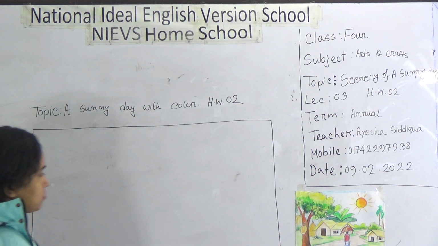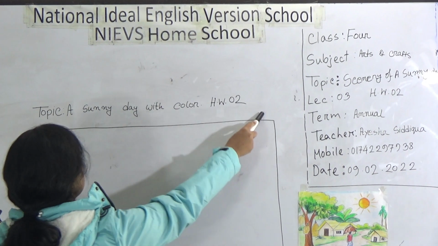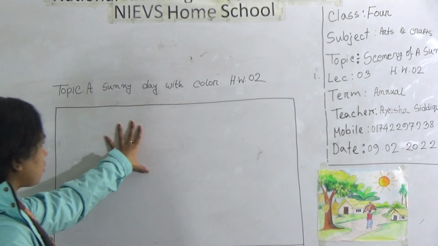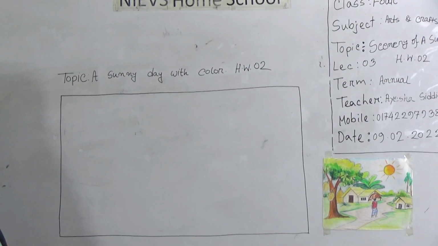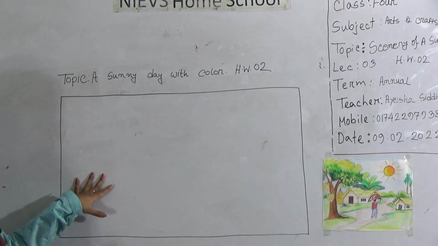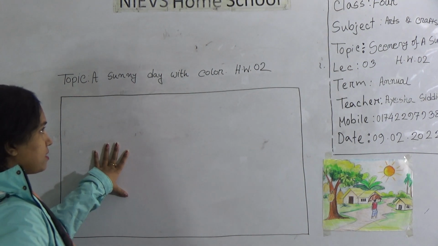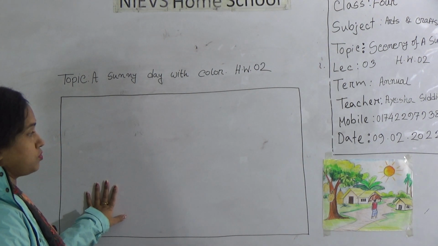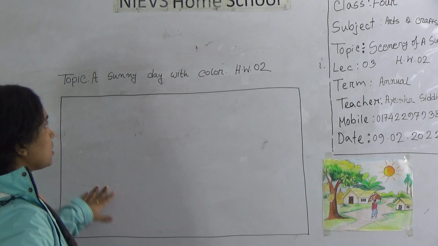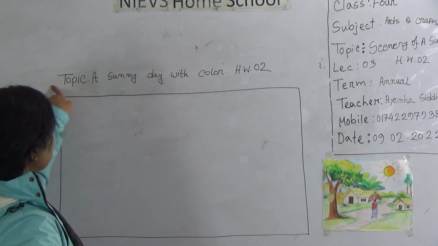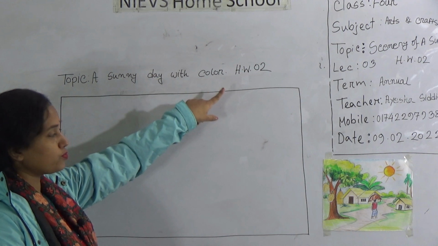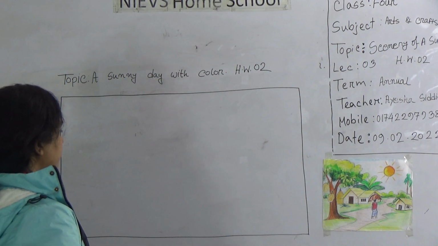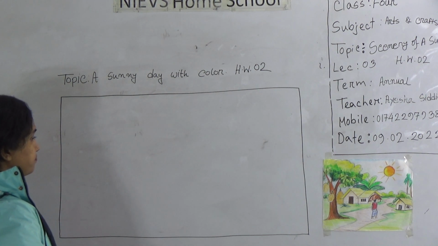This one is your HW also. I have already mentioned that is your HW. Okay, so everyone look at this. I have already drawn a box. You won't draw this box on your copy. Again I will say that no one will draw this box on your copy. You just margin on your copy and write down the topic name, HW number and lecture number. Lecture number is 3 and your HW number is 2.